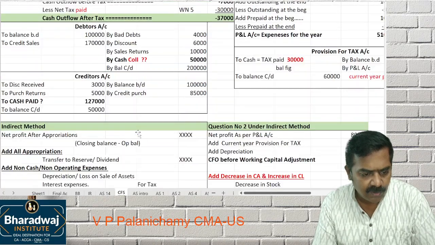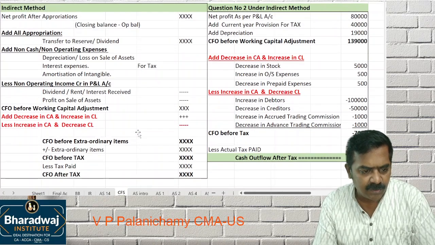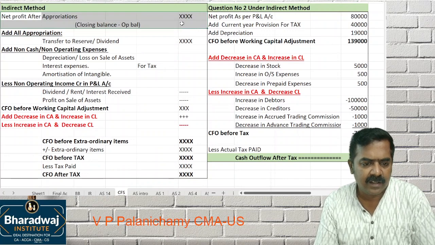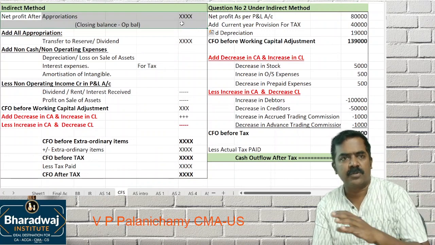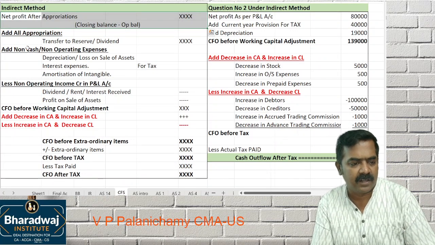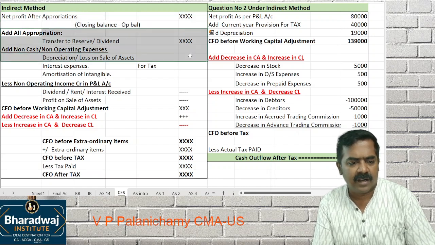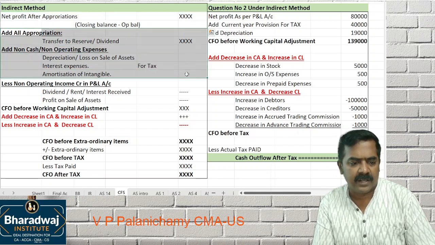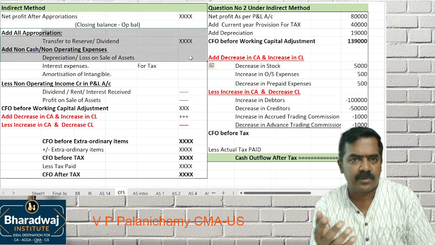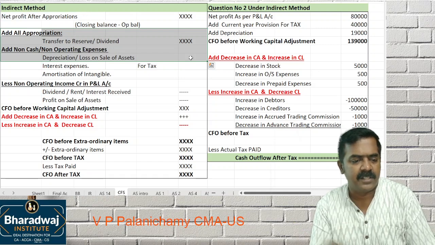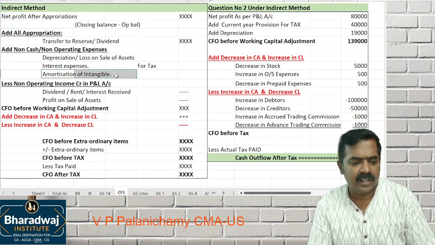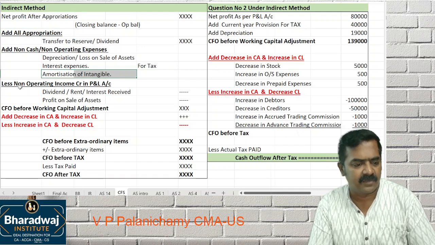Then what is indirect method? Going for a reverse working. What do you mean by reverse working? Take the net profit after appropriation. That is closing balance minus what? Opening balance of P&L account or reserves. Add back all appropriation, non-cash, non-operating expenses, which may be transferred to reserve or proposed dividend, depreciation, interest expenses, any amortization expenses, loss on sale of assets.